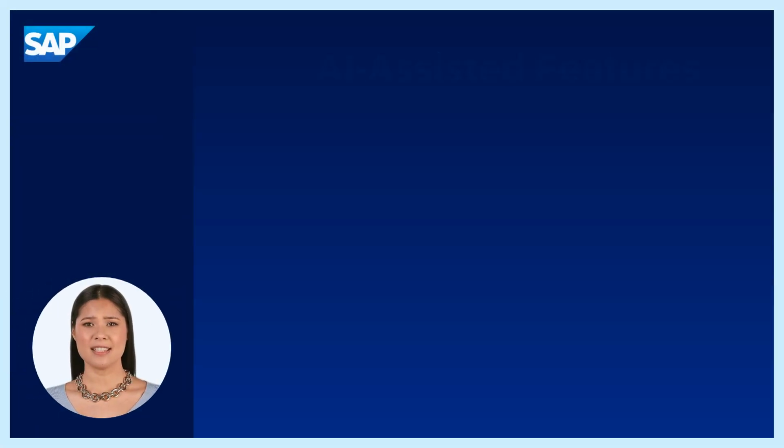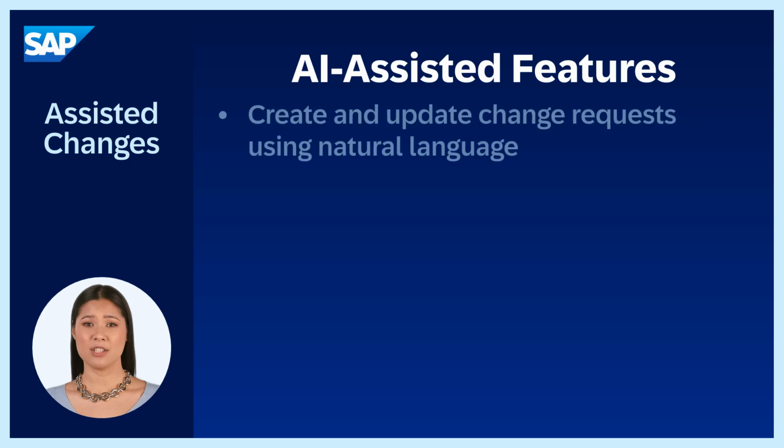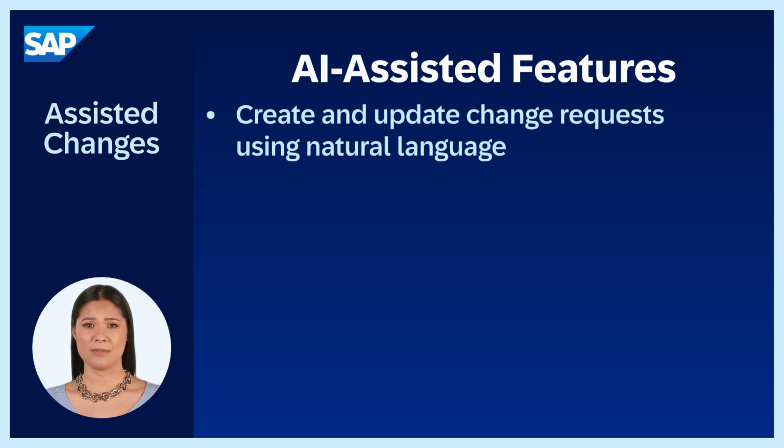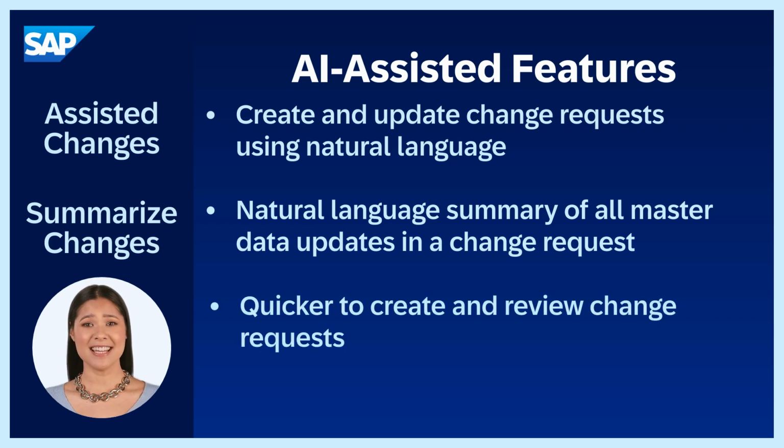One of the AI-assisted features is the AI-assisted changes that understand natural language. This allows a master data requester to create and update a change request without the need to navigate the UI. The AI-generated summary feature creates a natural language summary of all updates to master data contained in a change request. This allows a reviewer to quickly gain a concise overview of the change request, making it easier to determine the completeness and correctness of the changes. Together, these features significantly reduce the time needed to create and review change requests.